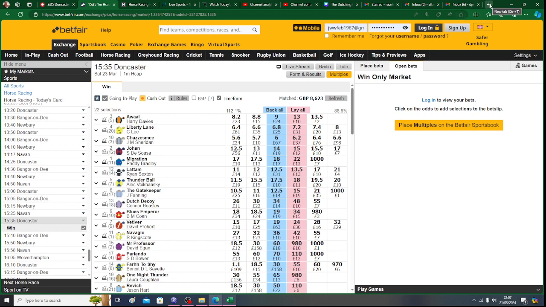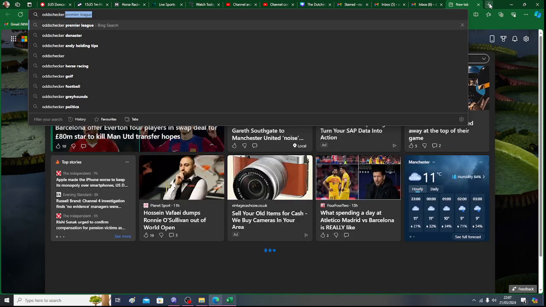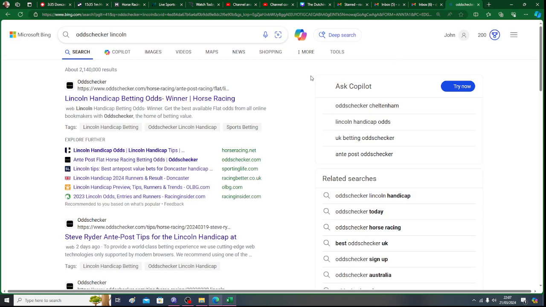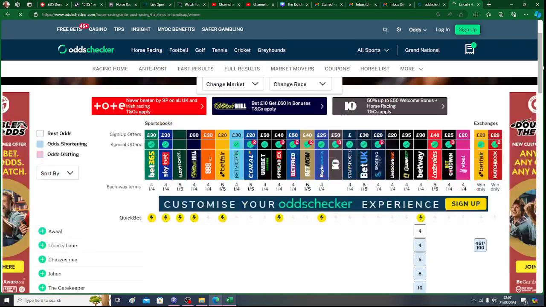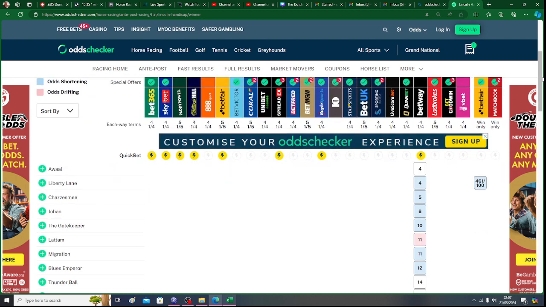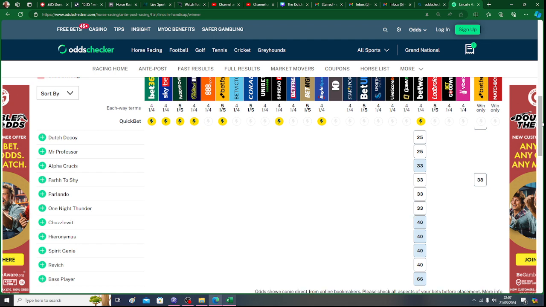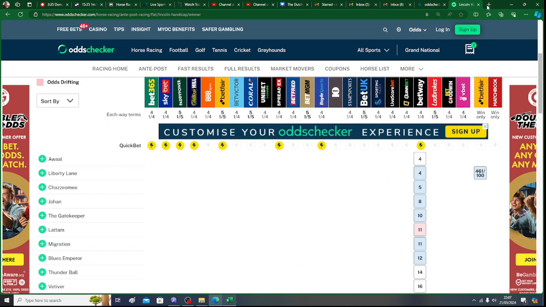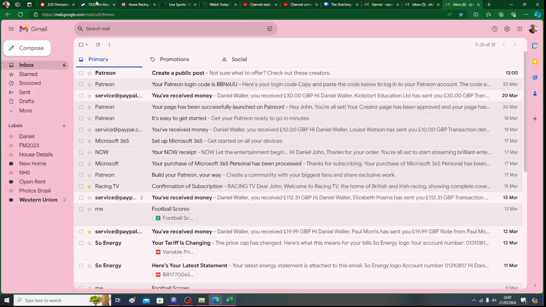Let's try and open Odds Checker for a moment. And we'll put Lincoln in that. Lincoln Handicap. Maybe this may be better. Well, certainly for now anyway, until Saturday. Yeah, see, the declarations have only just come out and they've only got Betway there. So, yeah, we'll use what we've got here on Betfair.